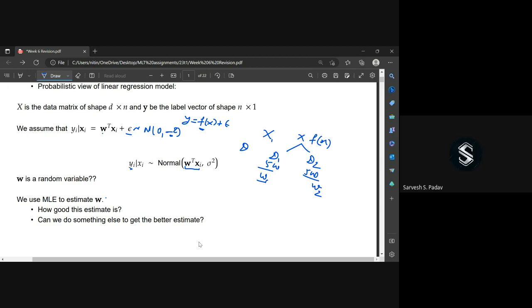Sir, how do we get the true function? We never know that true function. We are trying to approximate that function using our training data set. The only thing that we know is that there is some function f that generates the training data set, or there is some distribution from which our training data set comes. That's all we need, right?